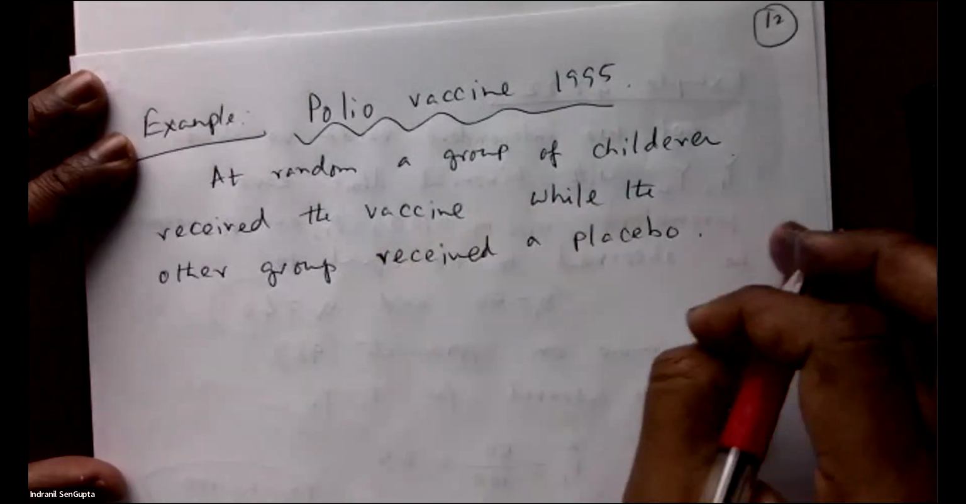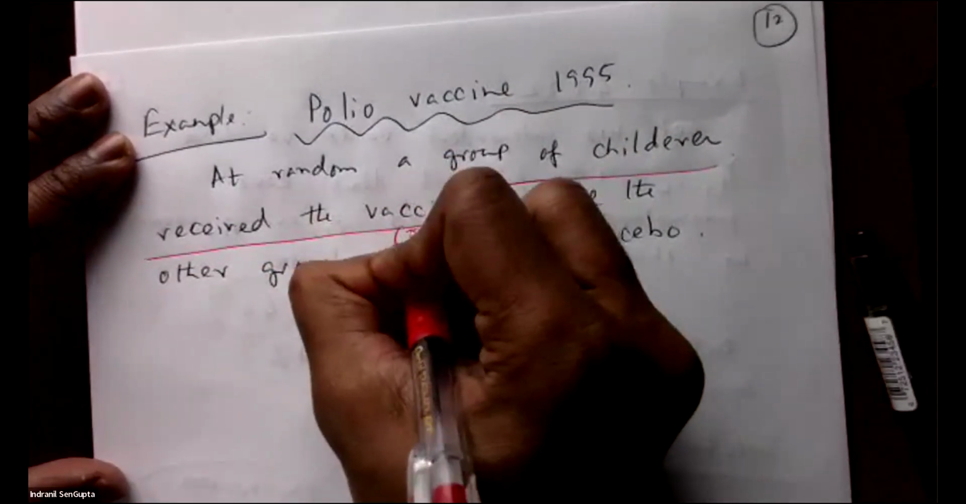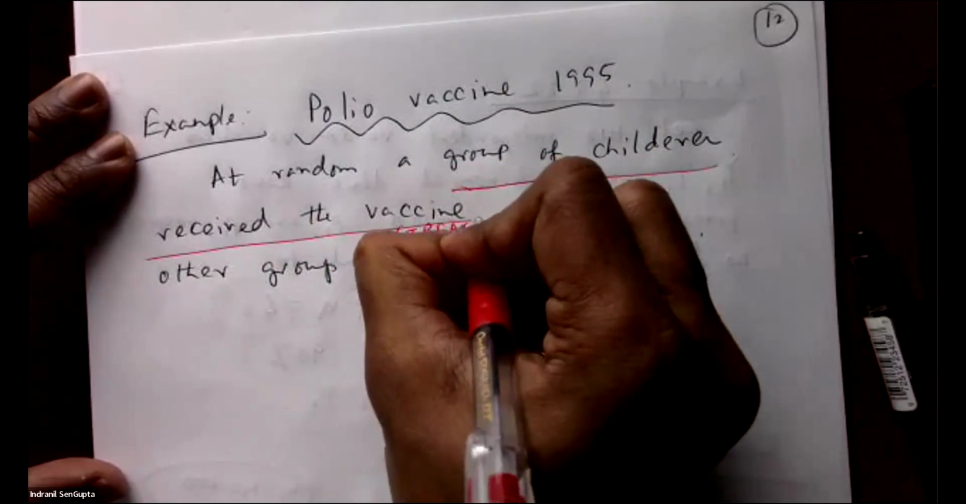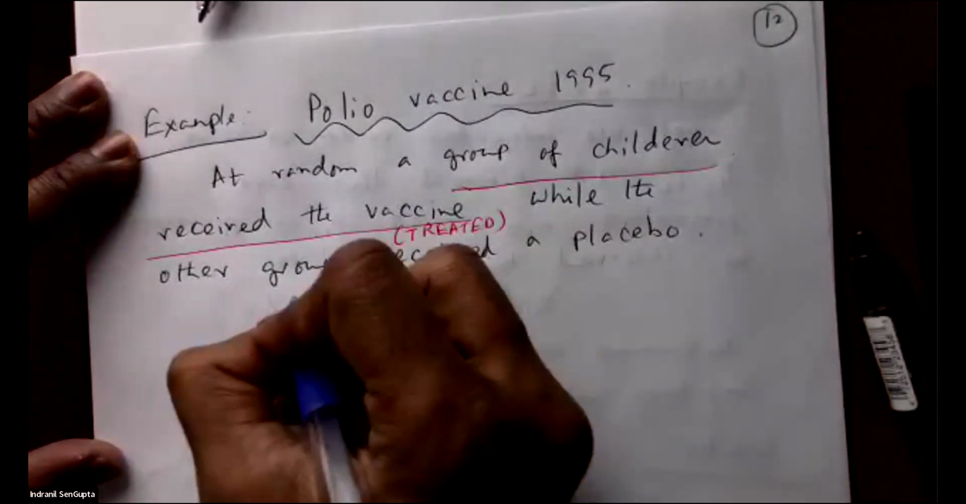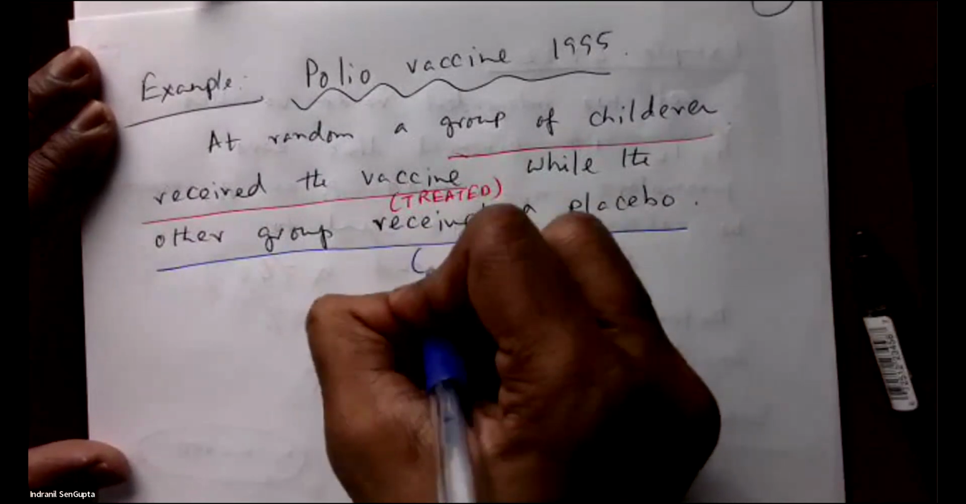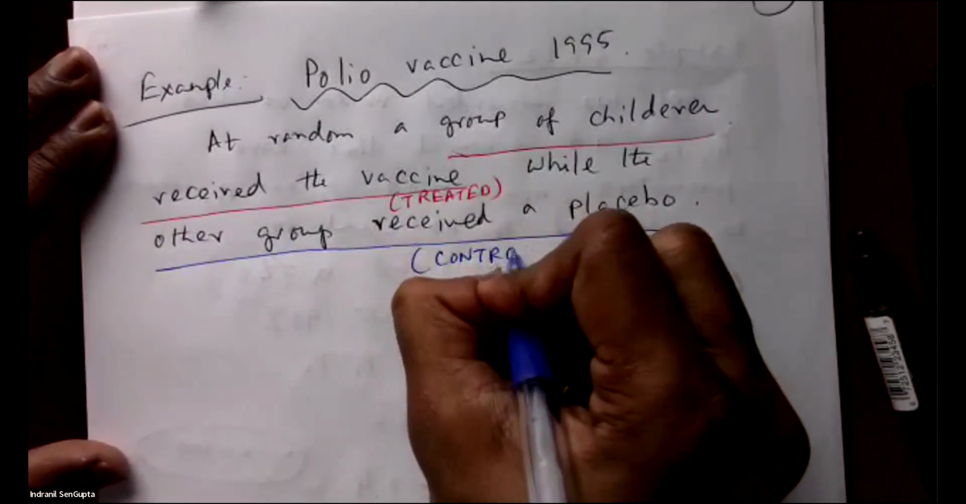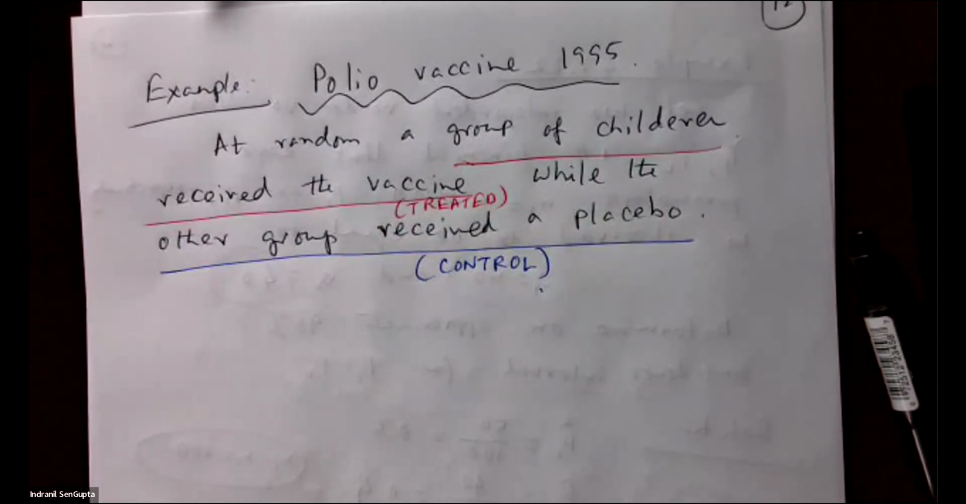The first group of children who received a vaccine, they are called the treated group. While the group that received the placebo is called the control group. So we have two groups of children. One group is treated, that means they received the vaccine. The other group never received a vaccine, they thought they received a vaccine, but it's a placebo, so they are the control group. We are trying to see how effective the vaccine is.